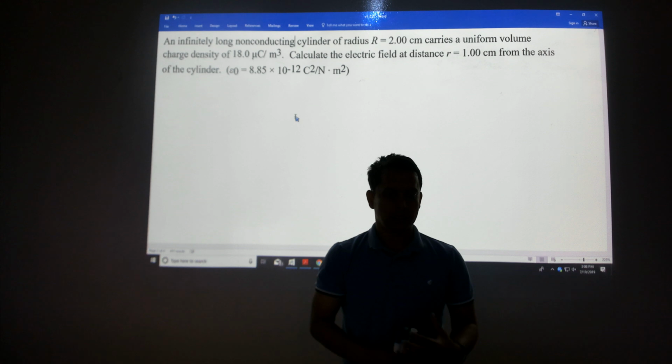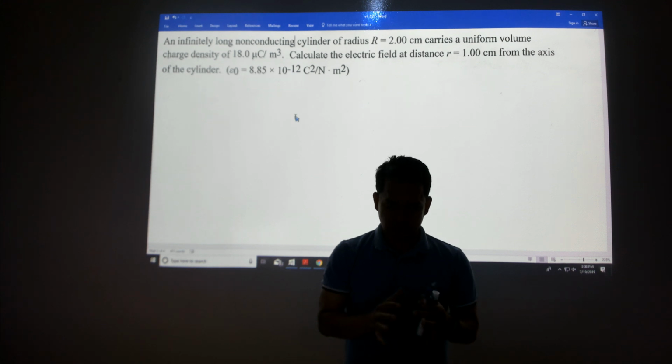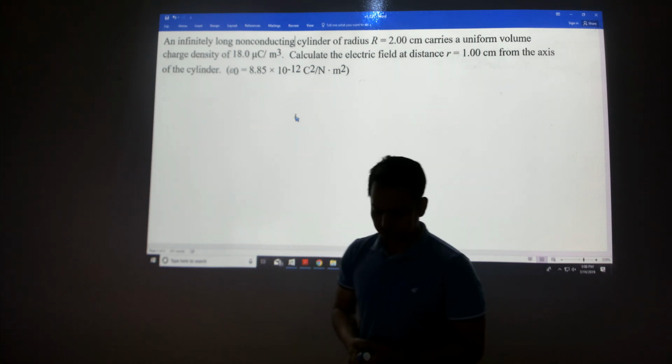This problem again uses the Gauss law, and we have to calculate the electric field within a cylinder. So let's get into this problem.